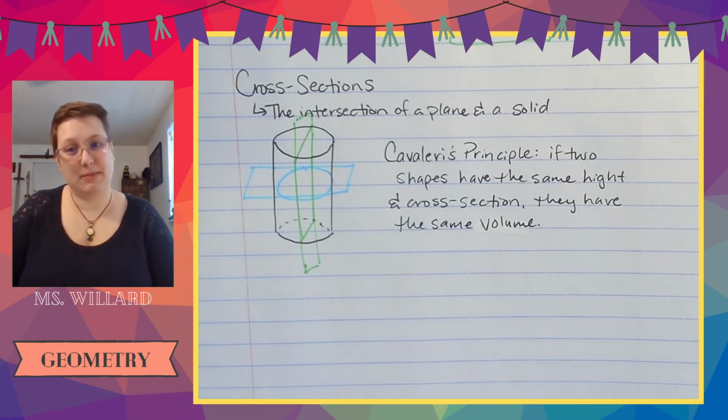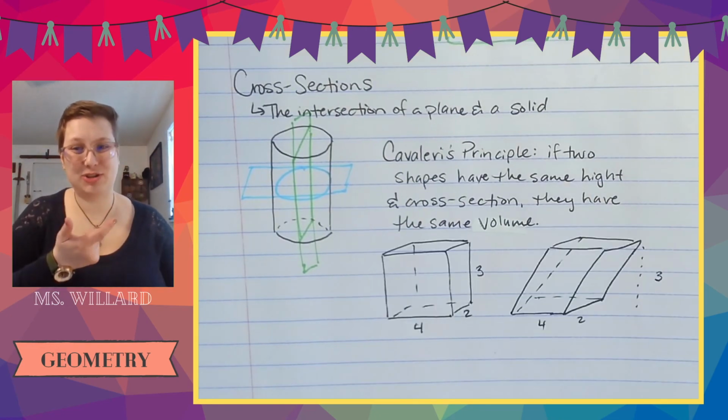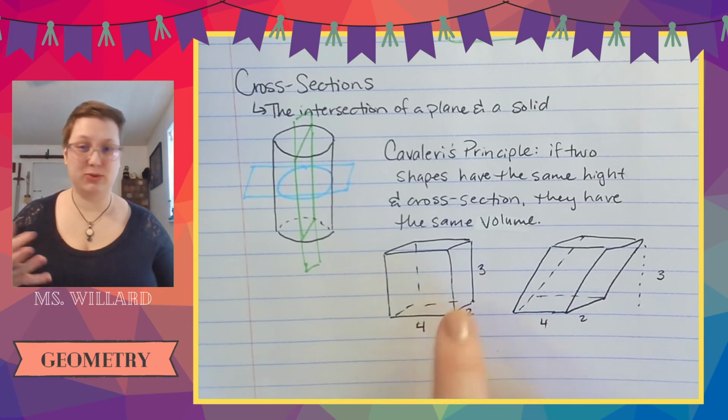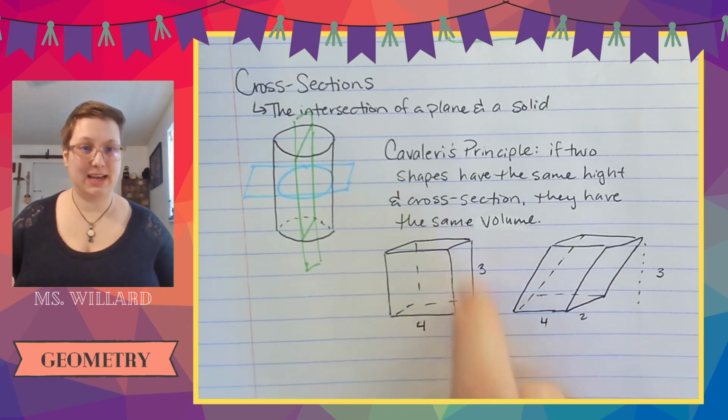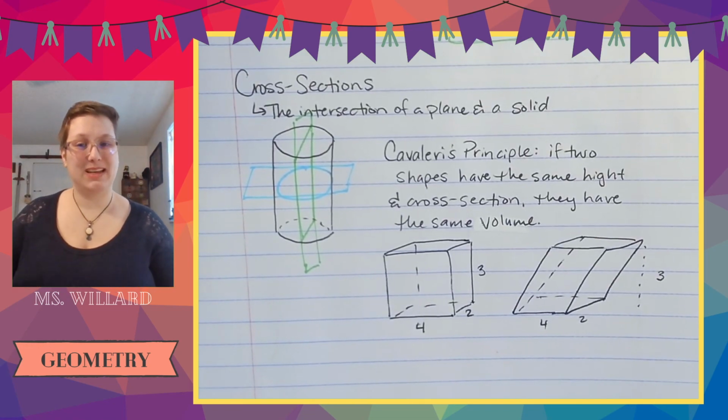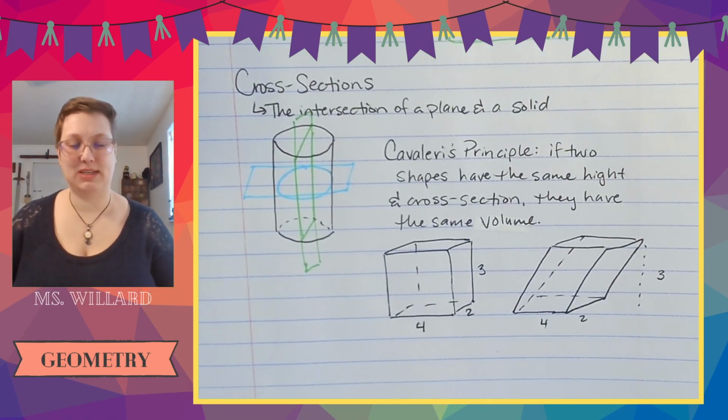It's the same. Let me draw it for you, and then we'll be done. So these two shapes have the exact same dimensions. The cross section will be a 4x2 rectangle, both of them. The height for both of these is 3. These are the same volume. So don't be scared if something's crooked is all I'm trying to tell you.